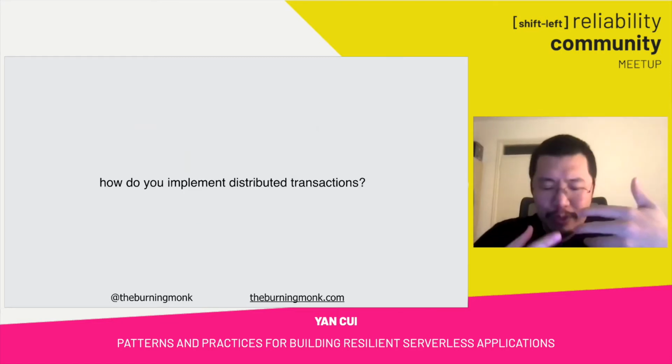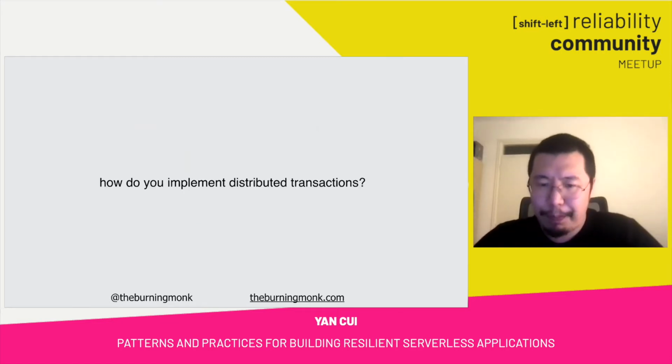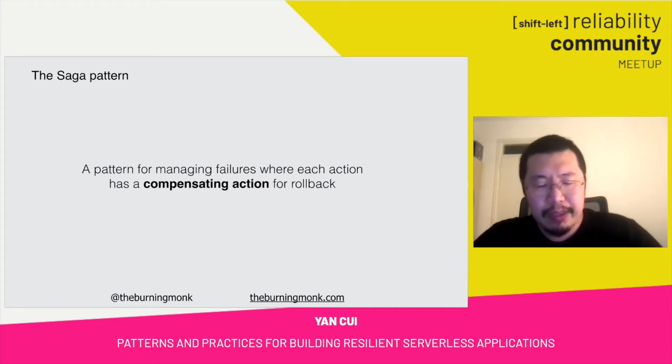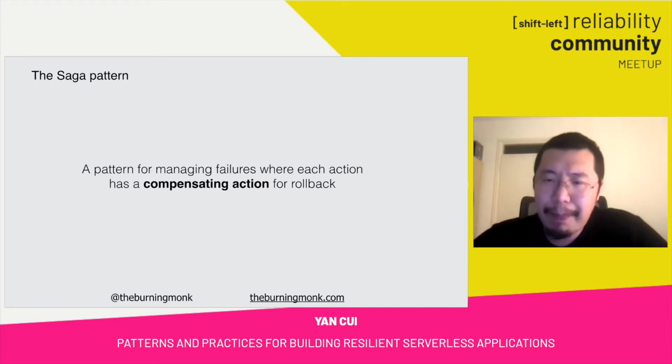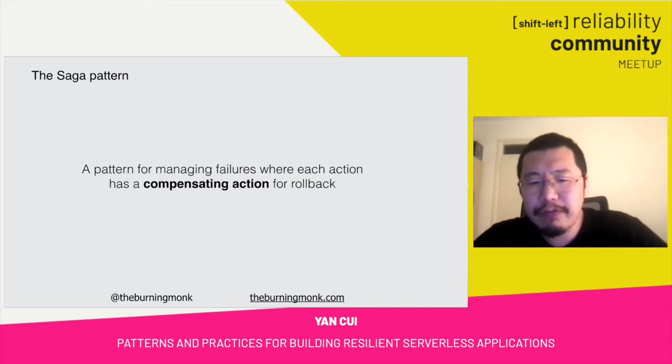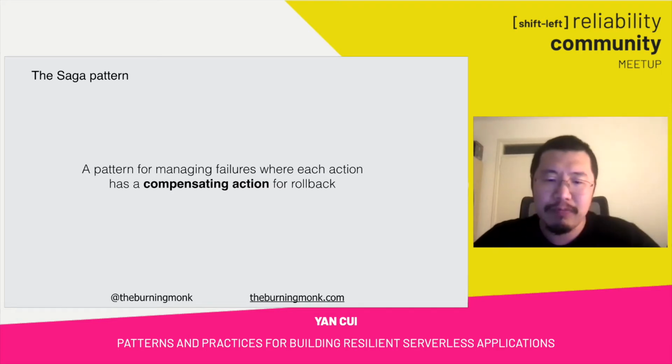So how do we implement distributed transactions properly? This is where you get things like the Saga pattern, which is a pattern for managing failures in a transaction, where each action has an equal and opposite compensating action for rolling back.